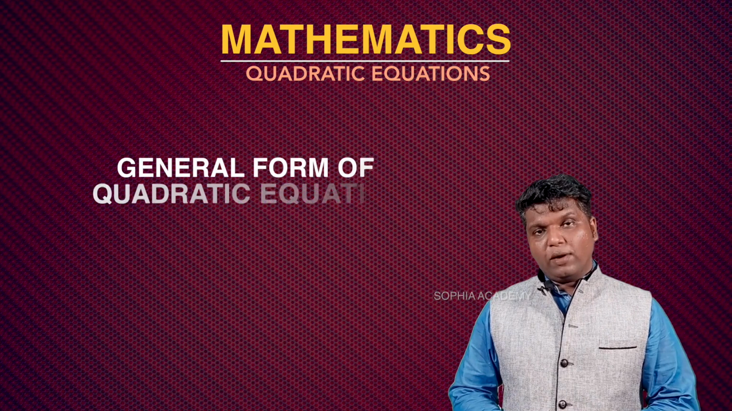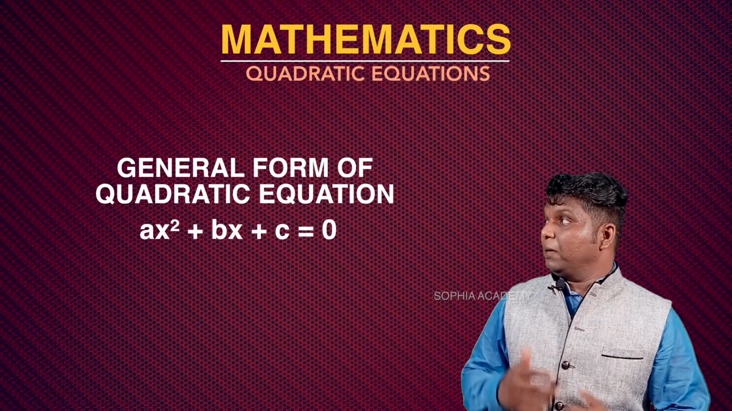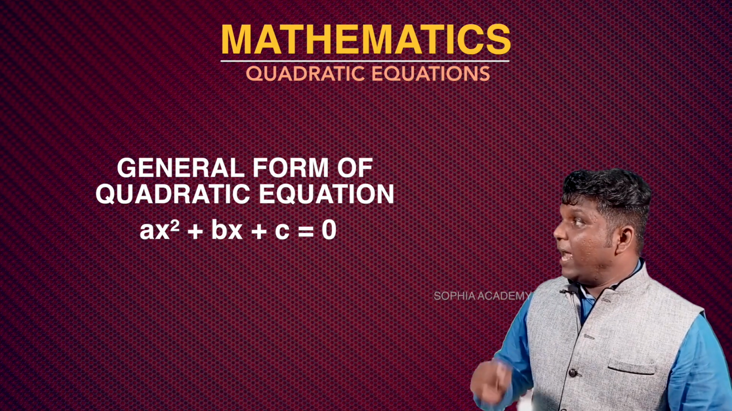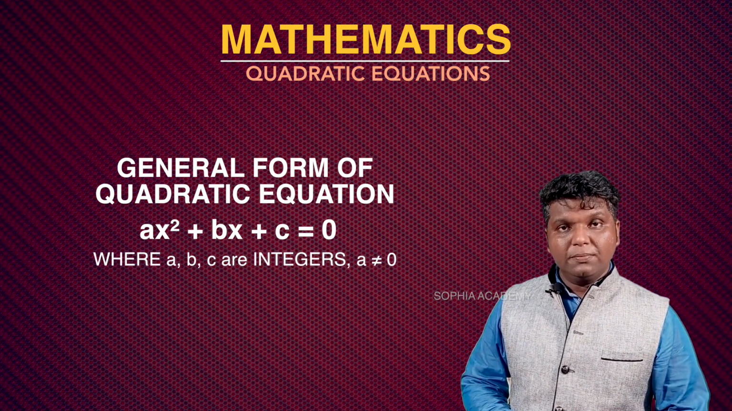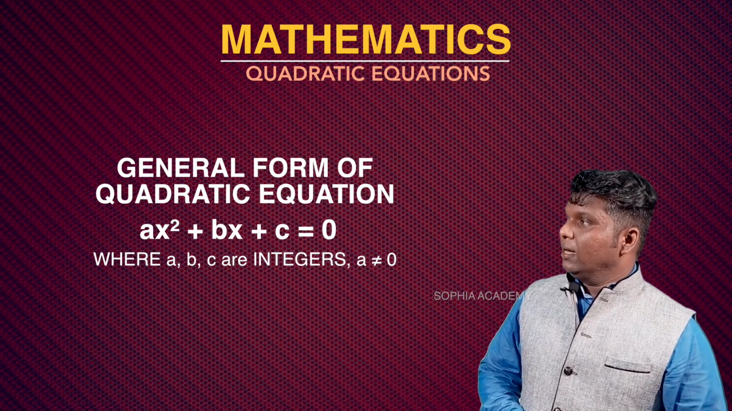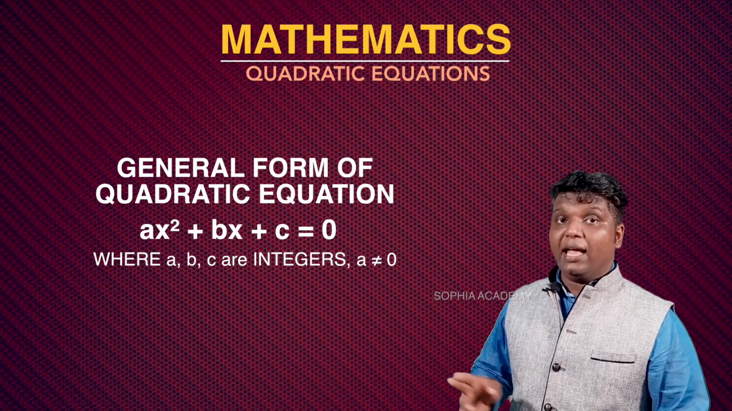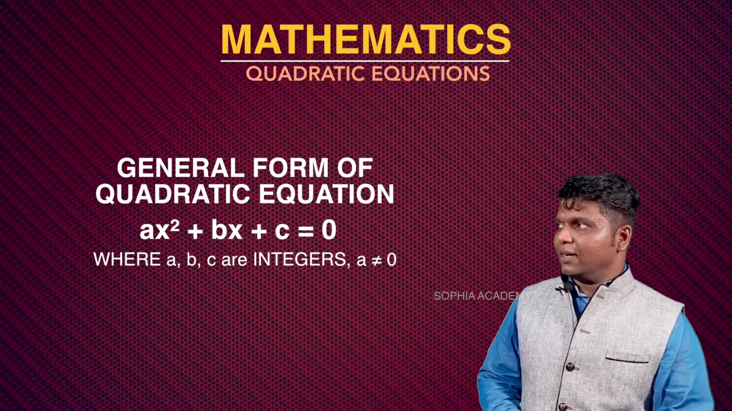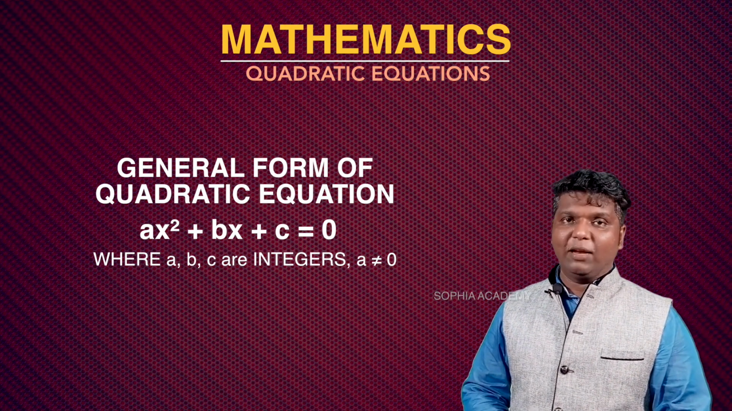The general form of a quadratic equation is ax square plus bx plus c is equal to 0. Here a, b and c are integers, and one thing is very important: the coefficient of x square, that means a, should never be equal to 0. These are the general terms which we have already studied in our previous class.